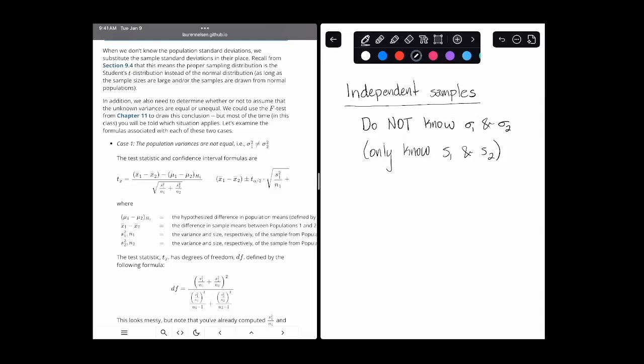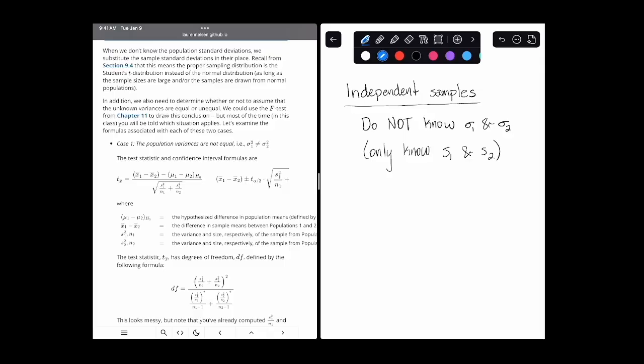Now we're going to look at this situation where we don't know the population standard deviations. And this is more realistic because if I don't know the population means, I probably don't know the population standard deviations. But if I have samples, then I can know s1 and s2, the sample standard deviations. But this is a situation where we actually need to break this up into two cases.